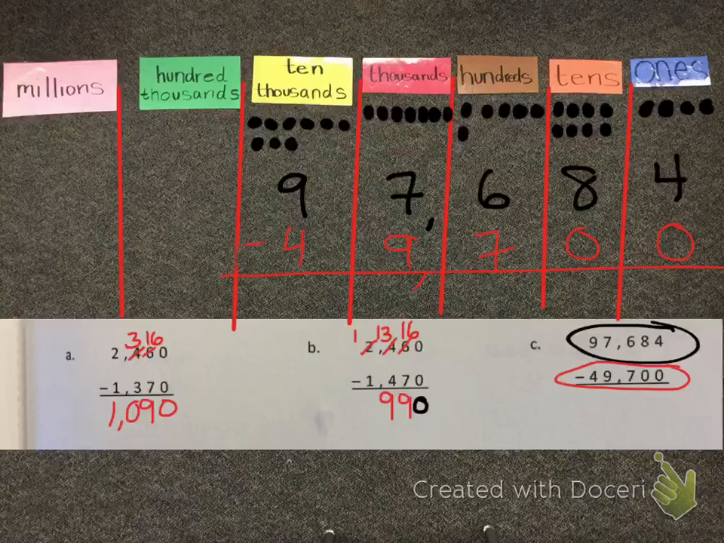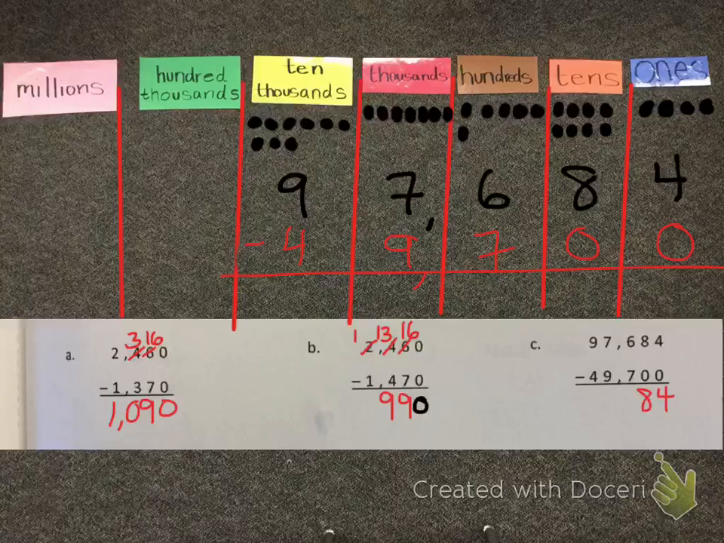So 4 subtract 0, that is going to be 4. We're not doing anything special. 8 subtract 0, nothing special there. It's going to be 8. Now, this is where you should see that we have to unbundle. So we have 6 dots here. I want to subtract 7. We can't do that, so we have to unbundle from the next place value.